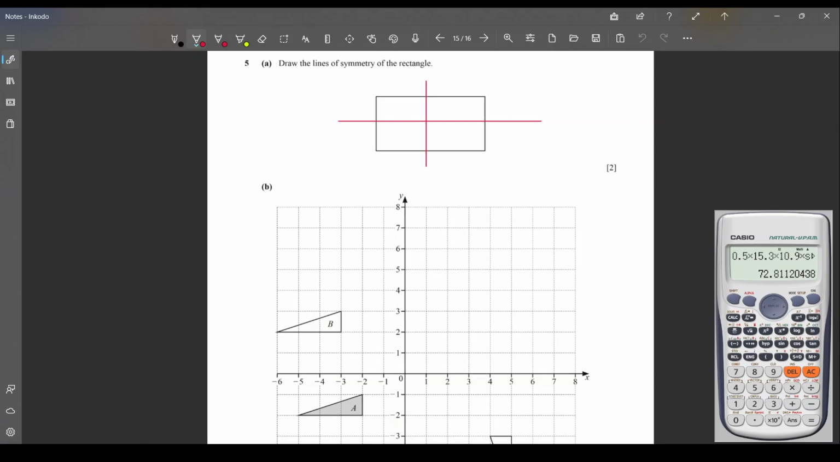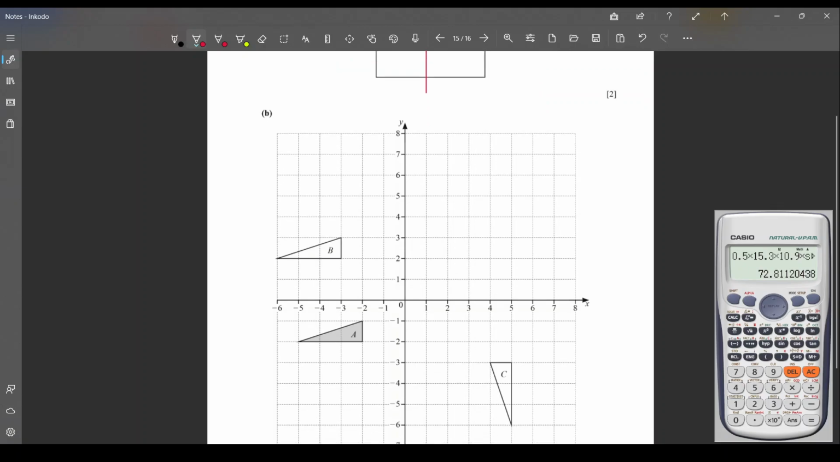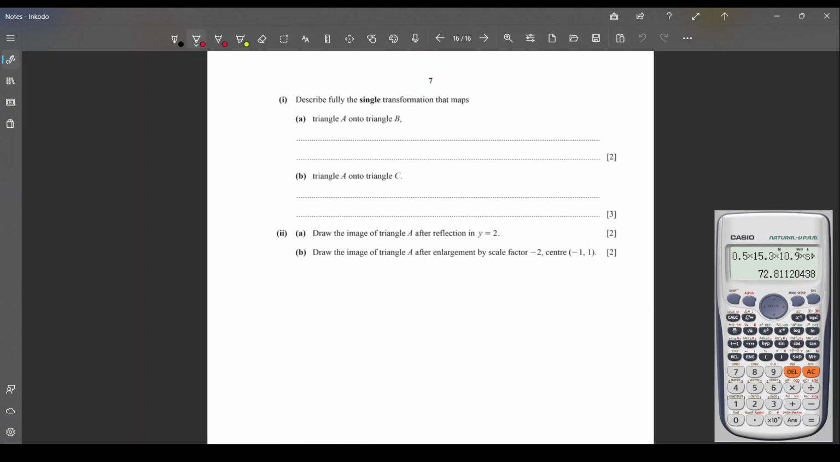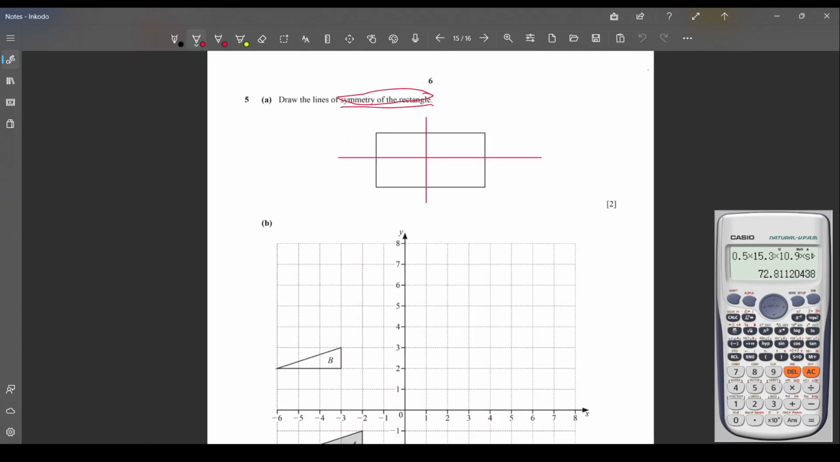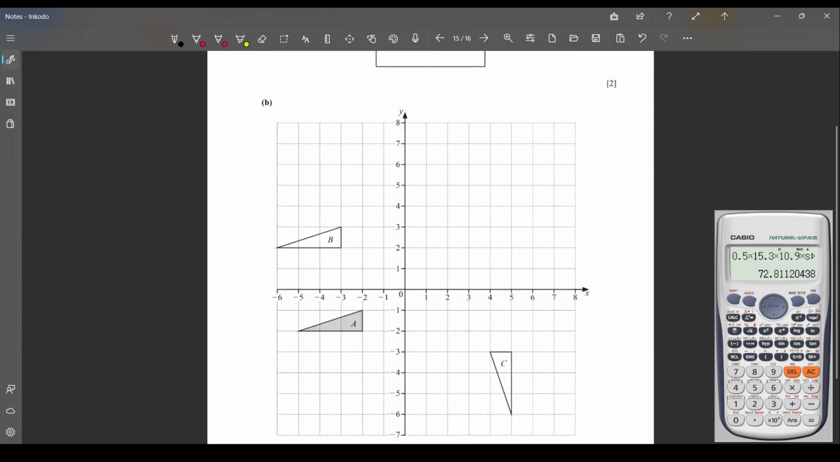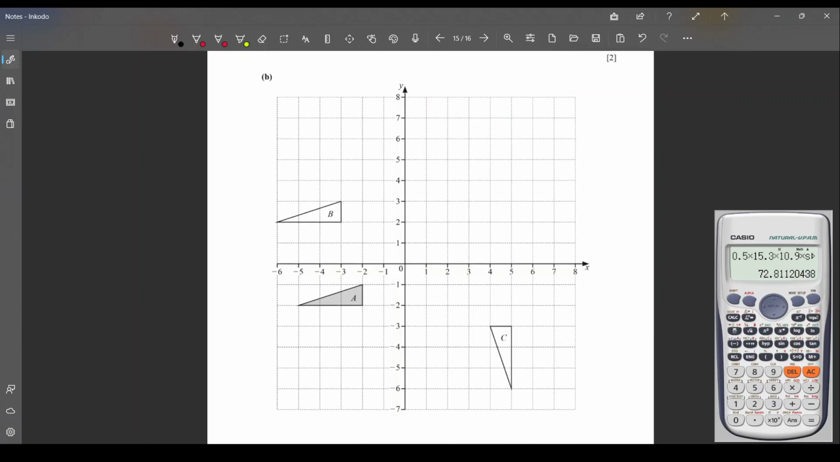Question number 5. The line of symmetry, we will be having two lines of symmetry for this rectangle, and for part B, the question asks to describe fully the single transformation that maps triangle A onto triangle B. So triangle A onto triangle B, let me erase this all. This is triangle A, you can see, and this is triangle B. So we have to work out what is happening.